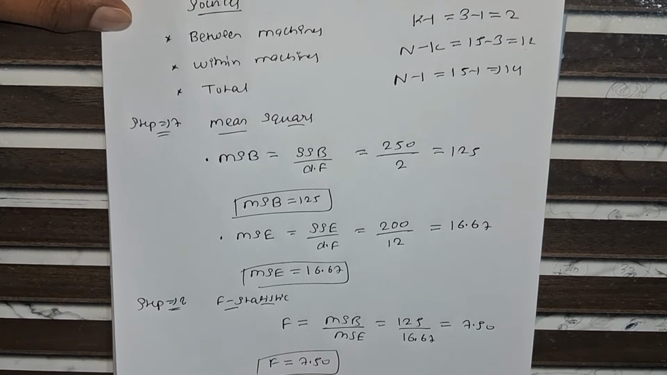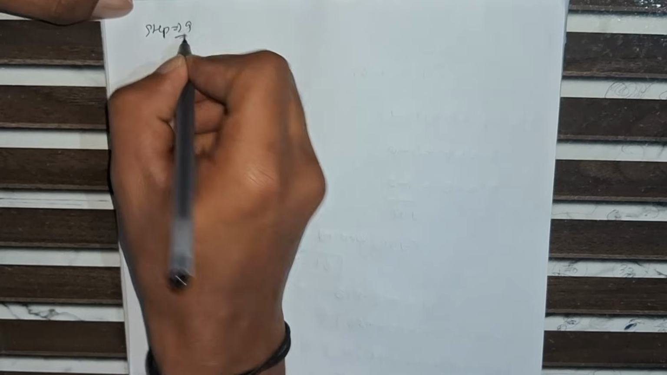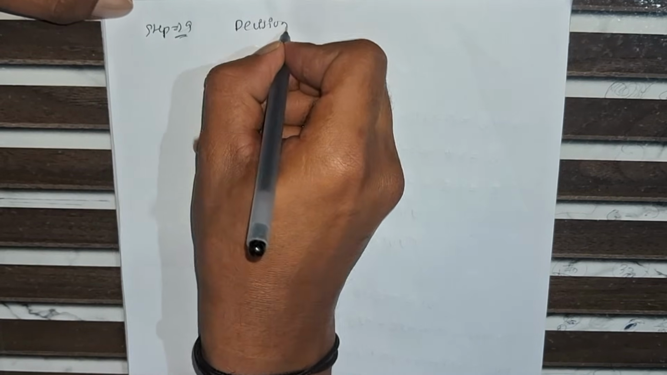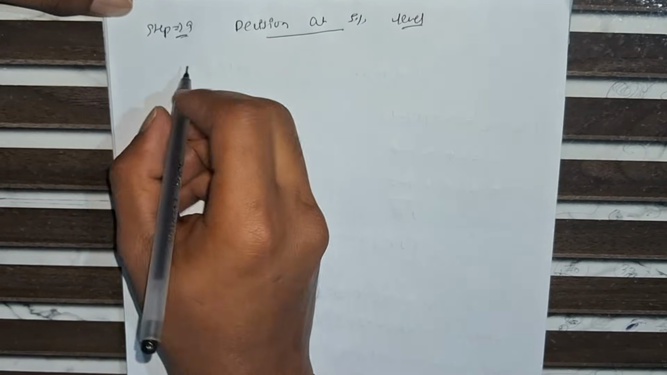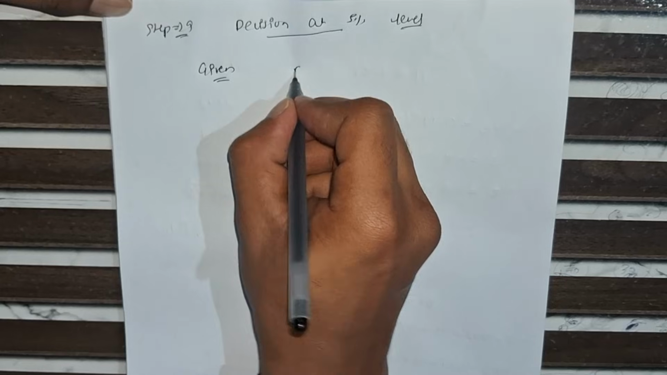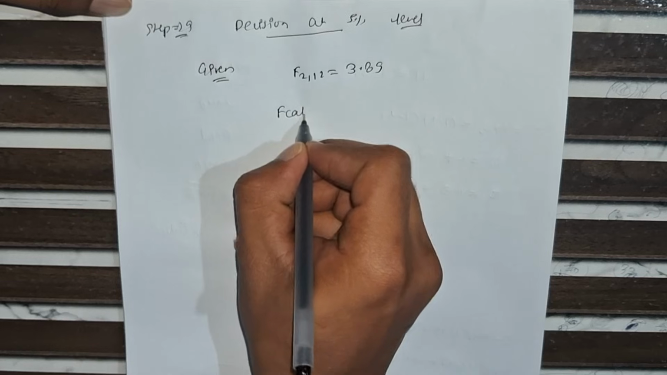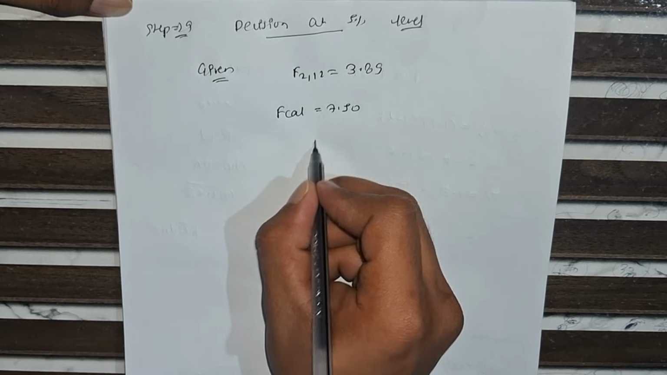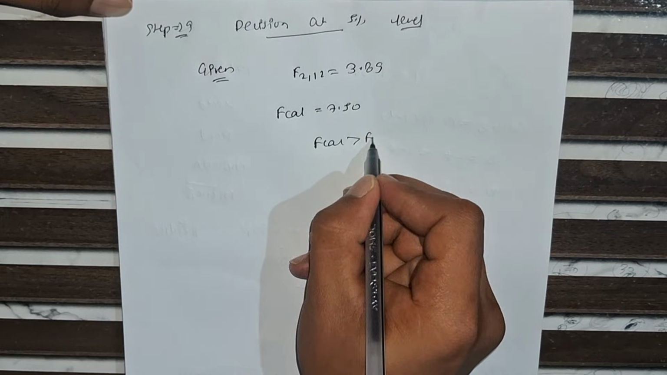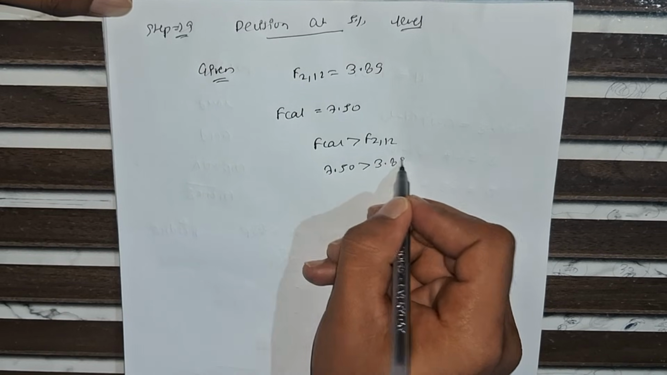Now move to our last part, which is step 9, where we are calculating our decision rule at 5% level of significance. So our last step, step 9, is decision at 5% level. So what is our given table value? F(2,12) equals 3.89. And what is our calculated value? F calculated value equals 7.50. So we can clearly see that our F calculated value is greater than the table value at (2,12), which is 7.50 is greater than 3.89.